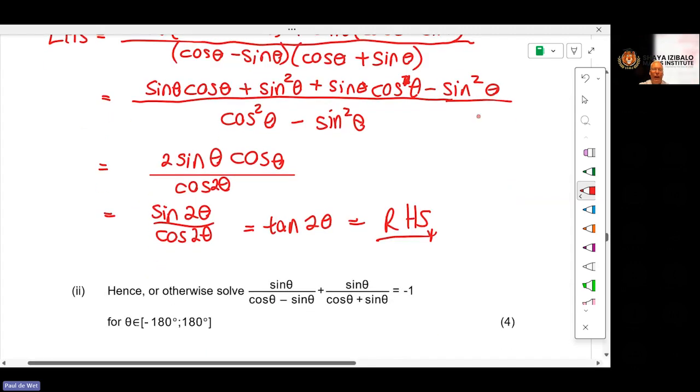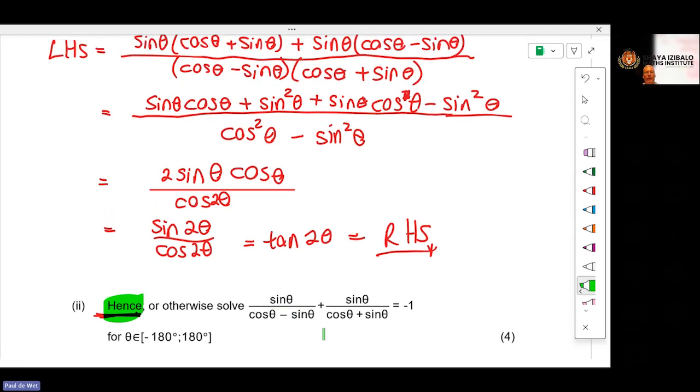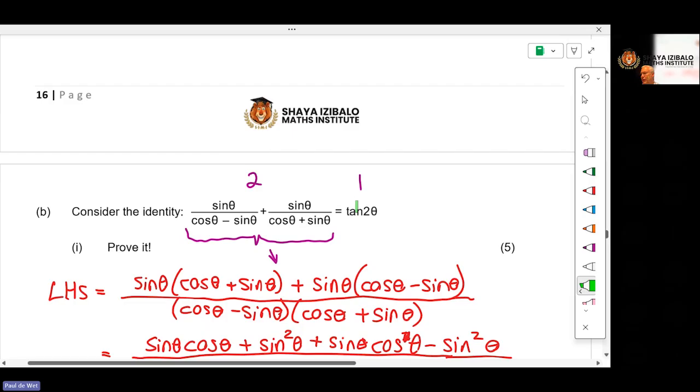All right. Now, guys, this now says hence or otherwise. When they say hence, what that means is using part one, see if you can solve this equation. Now, this equation looks horrible, but I know that all of that is equal to tan 2 theta.